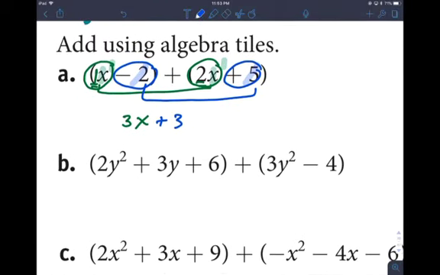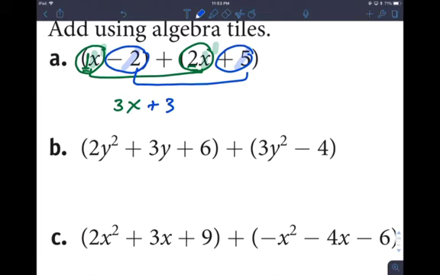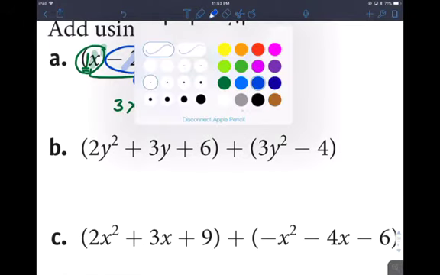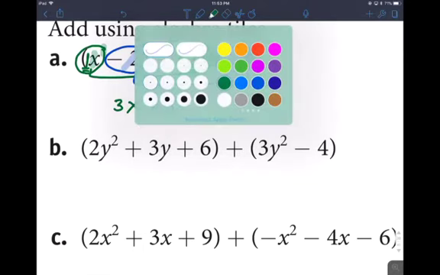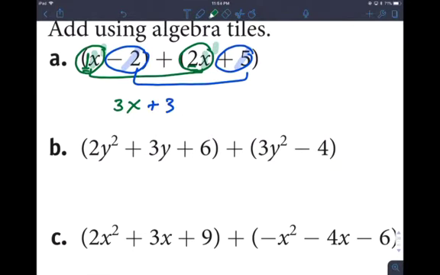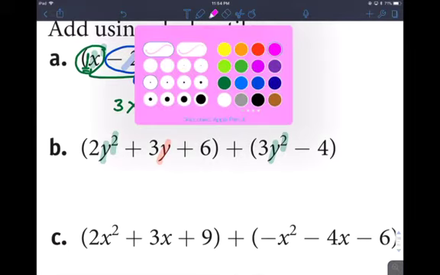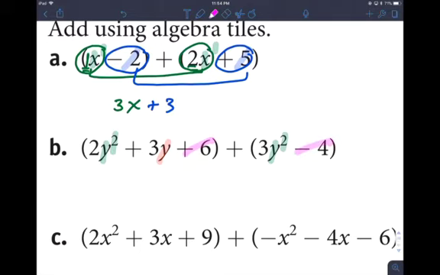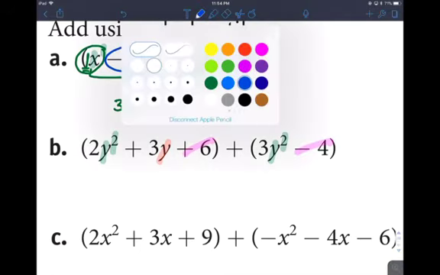Try B. If you want to pause the video and try it first and then check with me, then go ahead, pause it now. But I'm just going to do the same approach. First, I would always advise you to recognize the like terms. So you see y squared, y squared. So those are my like terms. I see y here. I don't see y anywhere in the other one, so there's nothing else to combine. So I'm going to leave it there. And then I have the plus 6 and the minus 4. So combine my like terms.